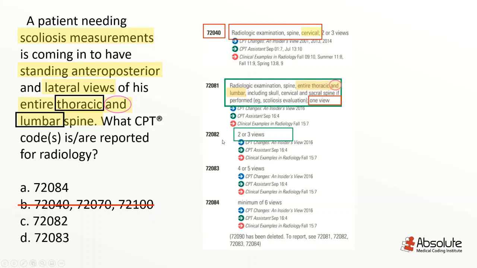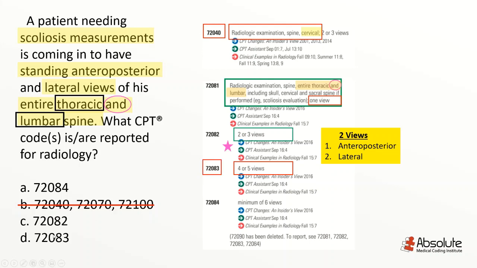Here we go. We have 72082. This is for 2 or 3 views. And how many views did we have? We had the anterior, posterior, and the lateral views. That's 2. Don't let that anterior posterior fool you. That is one view, and the lateral is the second. That's some good stuff right there. We didn't have 4 or 5 views, we had 2.